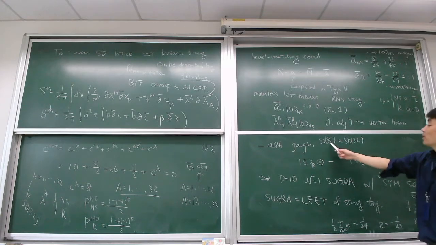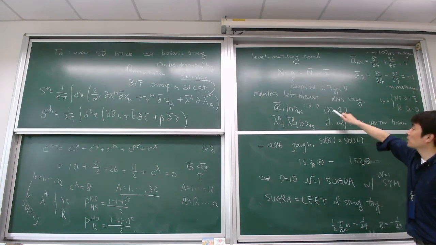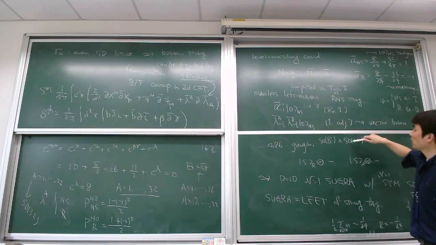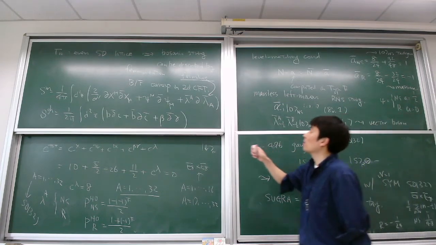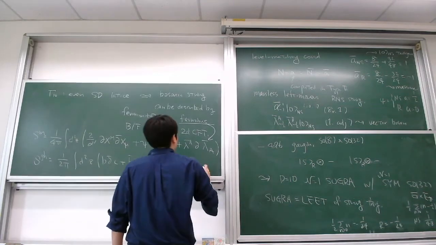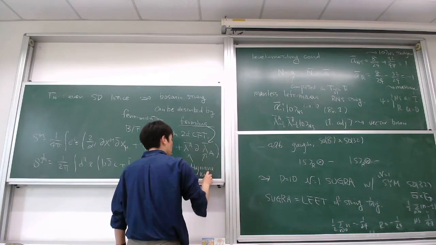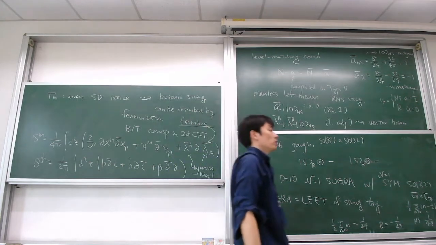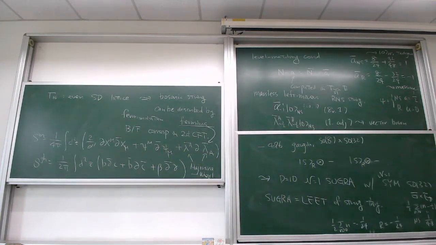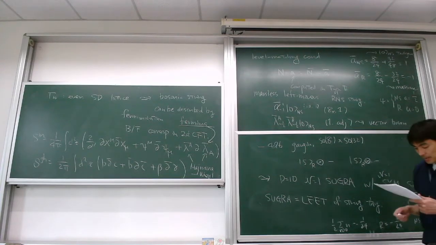So this SO8 is a little group of spacetime, and this state is transformed as a vector, but SO32 arises from this Majorana spinor. So more precisely, these are Majorana-Weyl. It's 32 dimensions, so it's okay to have the Majorana one. Okay, that's what's going to happen.